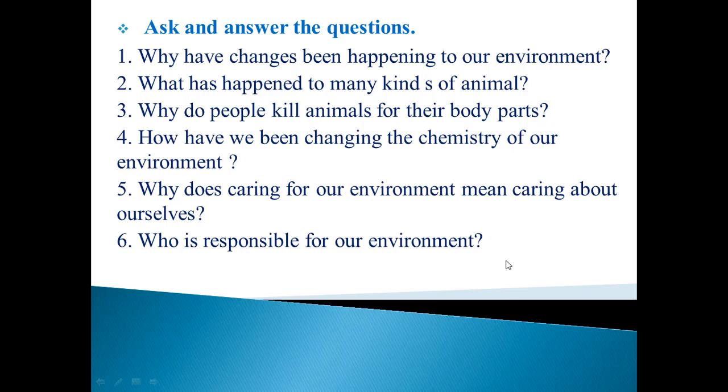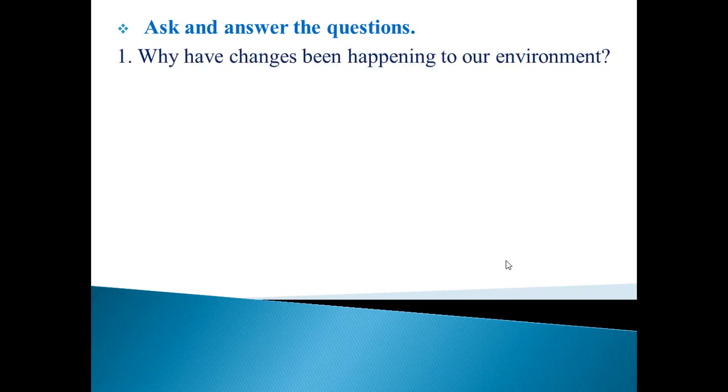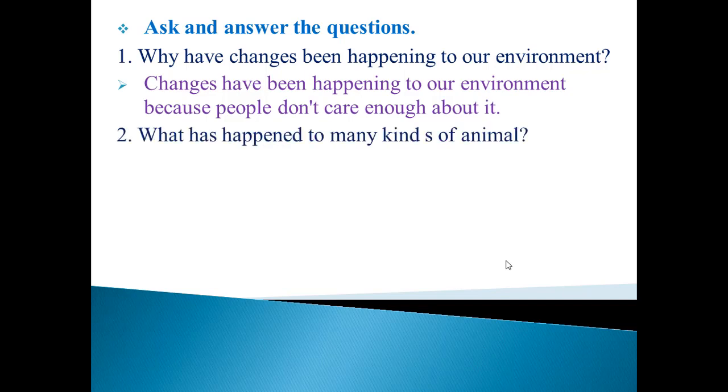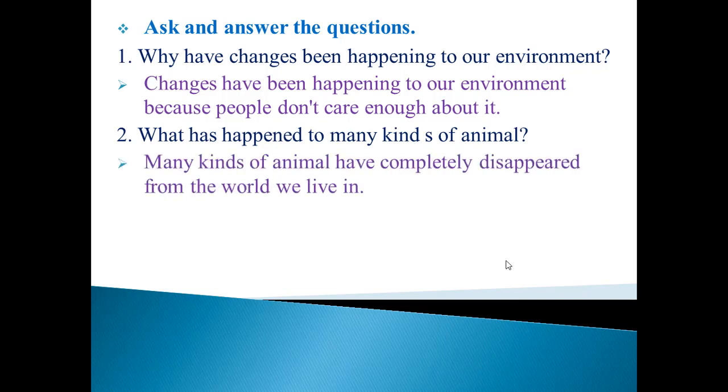Okay, let's answer together. Number 1. Why have changes been happening to our environment? Changes have been happening to our environment because people don't care enough about it. 2. What has happened to many kinds of animals? Many kinds of animals have completely disappeared from the world we live in.